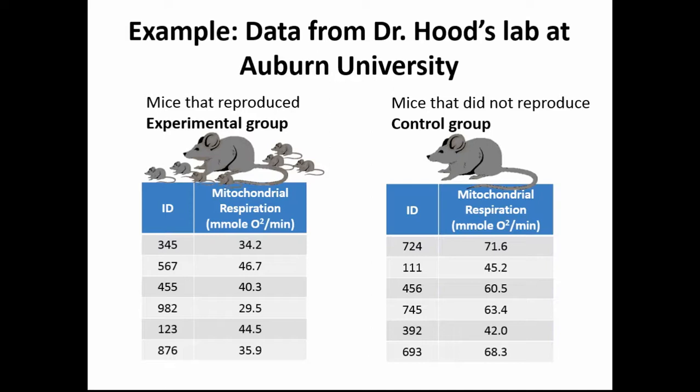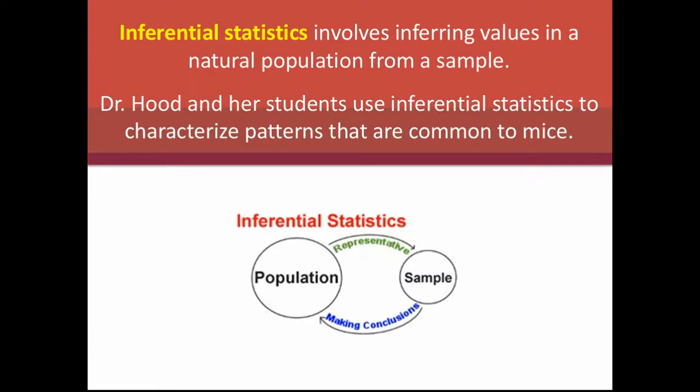What we've done here is give you information about the samples of each one of these particular groups. So we've picked out 6 mice from the experimental group and 6 mice from the control group, and have presented you with data about the mitochondrial respiration rate that's occurring in those mice. We're going to be using these data sets as we go through and practice this data analysis.